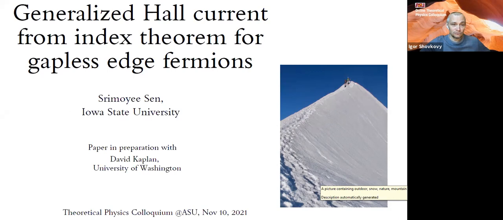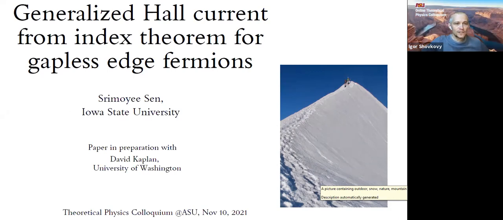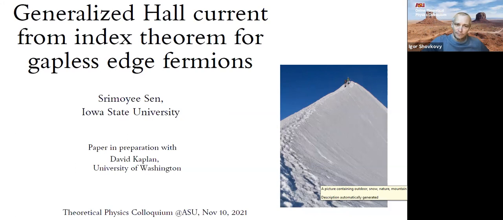She has relatively wide research interests in nuclear physics, physics of strong interactions, quantum chromodynamics, quantum phase transitions, topological phases of matter, methods of effective field theory, and perhaps some other things I'm forgetting right away. So today she will be talking about index theorems, generalized Hall currents, and topology for gapless defect fermions. And with that, I'll give the microphone to Sri.